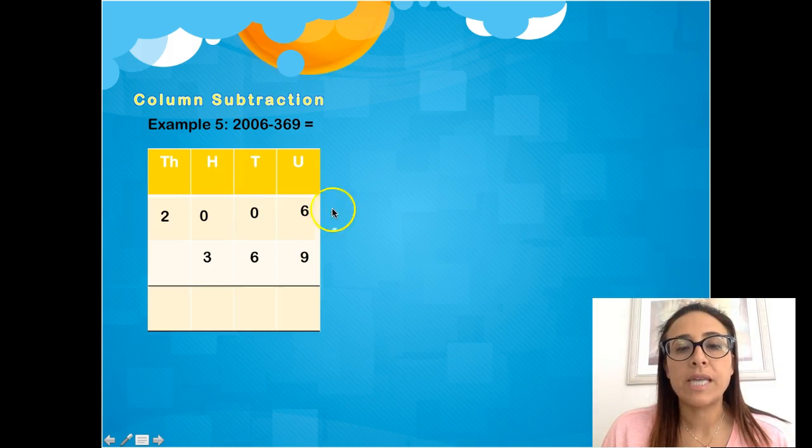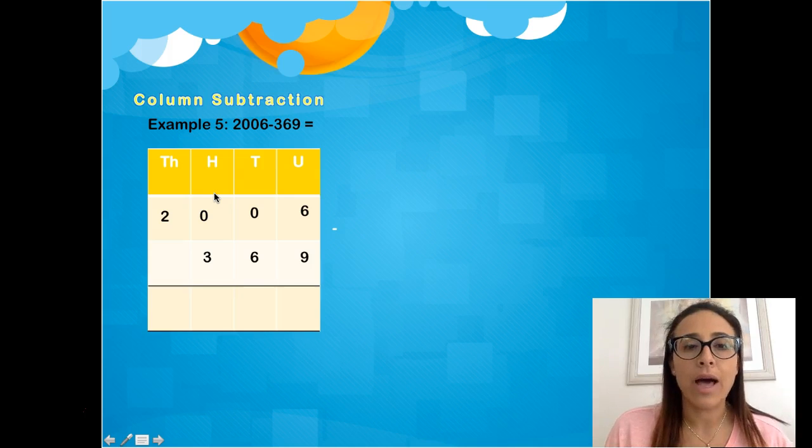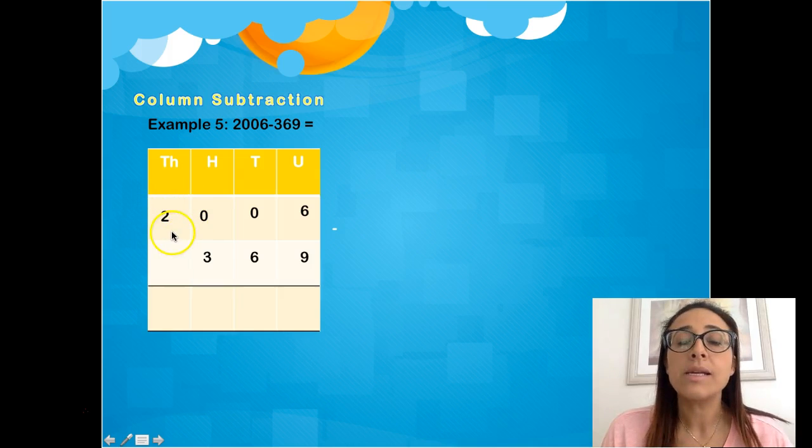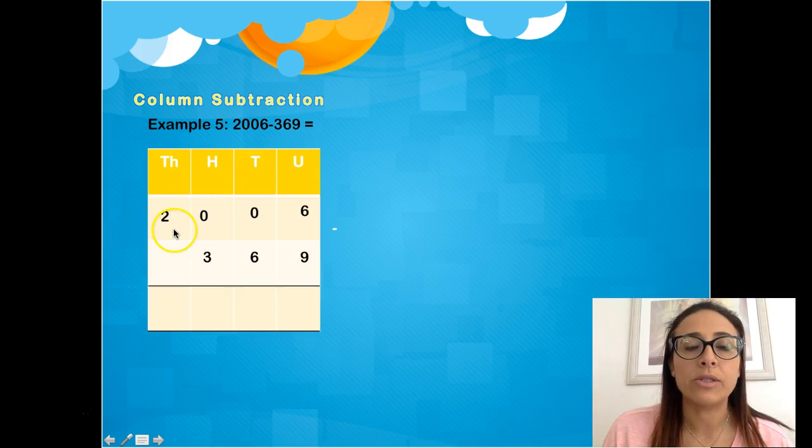Like our previous example, we have a problem here because the 6 is smaller than the 9, so we need to borrow from the column next to us. Unfortunately, there is nothing here to borrow, so we need to move to the next column. Again, out of luck, there is nothing here to borrow, so we just keep moving on until we can find the next column where there is something that we can borrow. In this case, we can borrow from the thousands column.